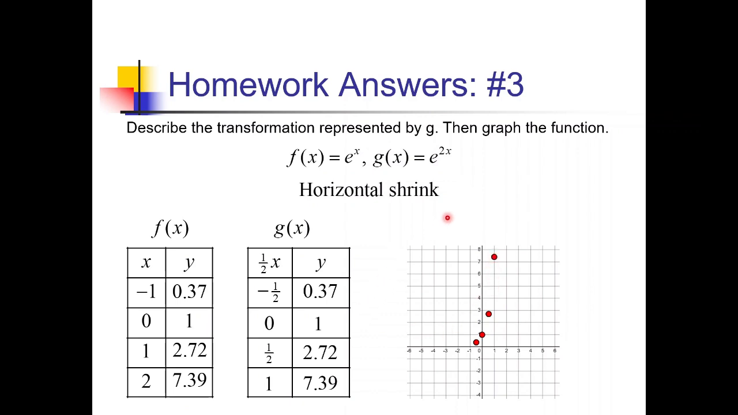We didn't shift things vertically at all, so my horizontal asymptote on the x-axis is still there, and I can just draw an exponential function that approaches that and goes through these points.